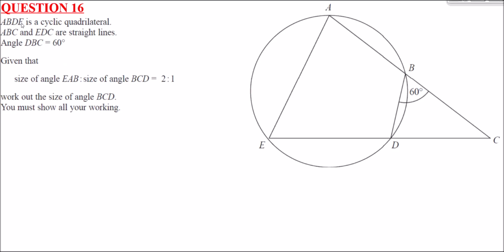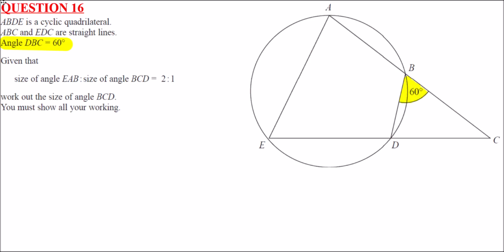Question 15, ABDE is a cyclic quadrilateral. So that's a massive clue that it's a circle theorem question, and we'll need to know about a theorem involving cyclic quadrilaterals. Also, ABC and EDC are straight lines, and we're told that angle DBC is 60 degrees. So I'm going to label this on first of all. So DBC is 60, which is that one.